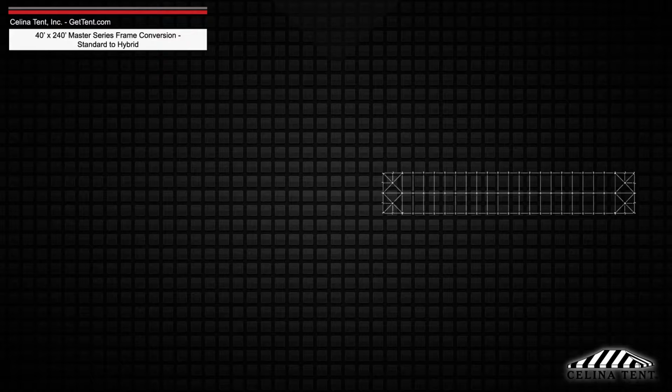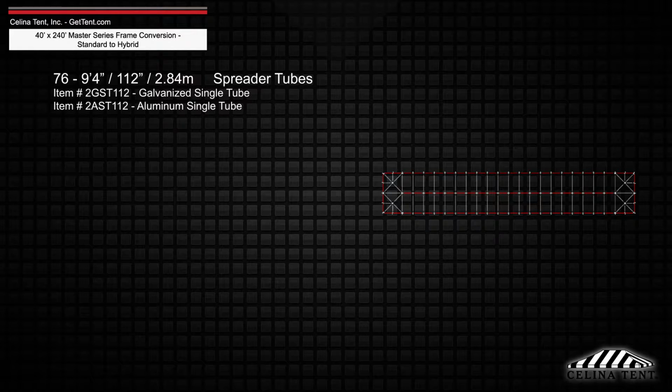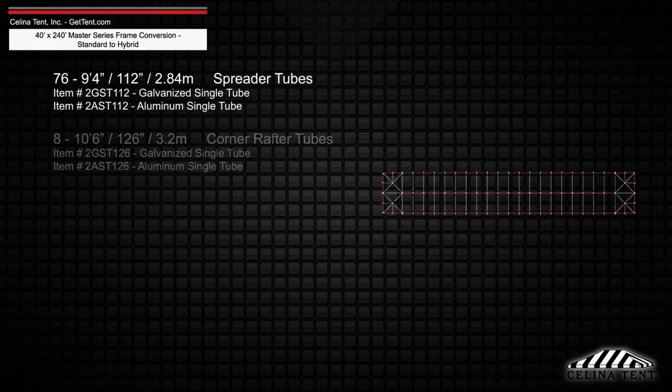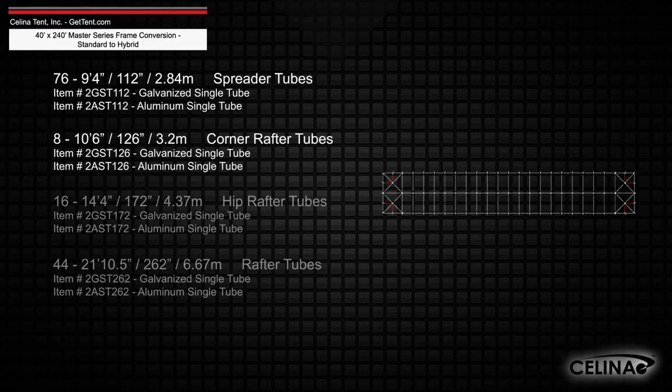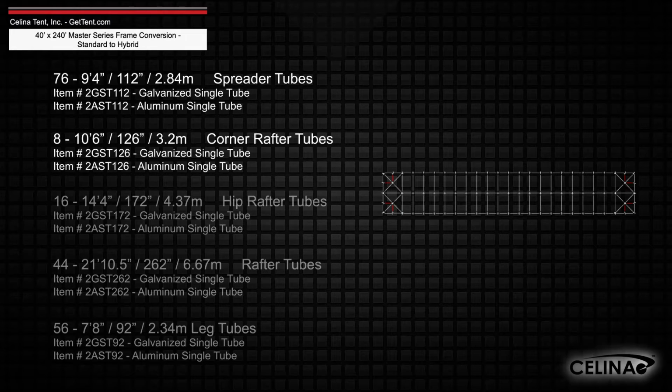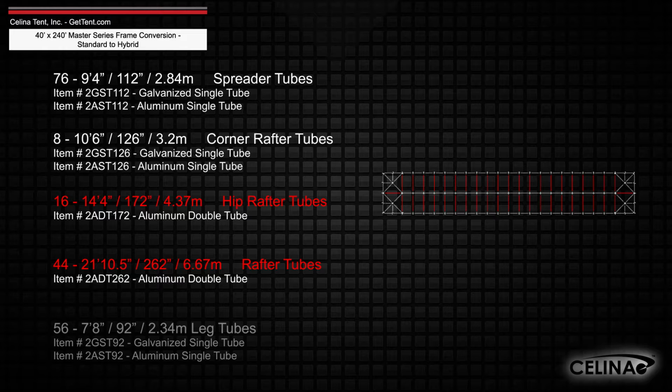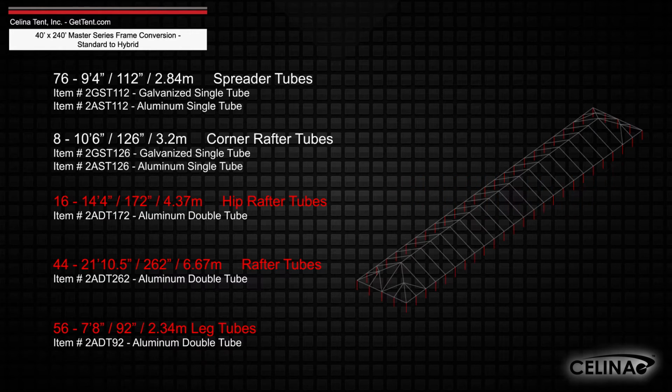Existing frame tubing will keep 76 9-foot 4-inch spreader single tubes and 8 10-foot 6-inch corner rafter single tubes, replacing the hip rafter and leg tubes with 16 14-foot 4-inch hip rafter double tubes, 44 21-foot 10.5-inch rafter double tubes, and 56 double tube legs that measure 7-foot 8 inches.